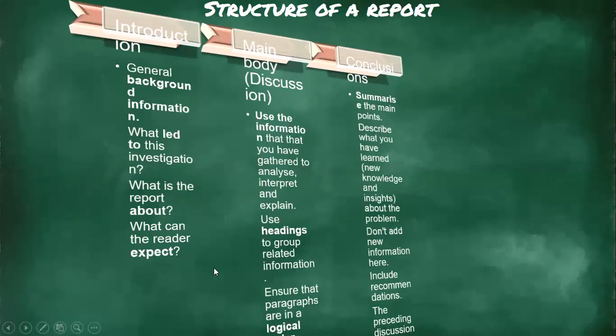That is why, when you're done with phase two, whatever you have collected, you should be able to put under the body, your discussion, what we have found. Use the information that you have collected to analyze, interpret, and explain, understand? Then you must use headings to group related information. Ensure that the paragraphs are logical. Conclusion: summarize the main points, describe what you have learned from your research.